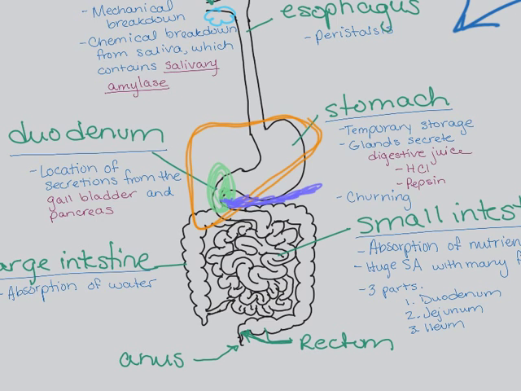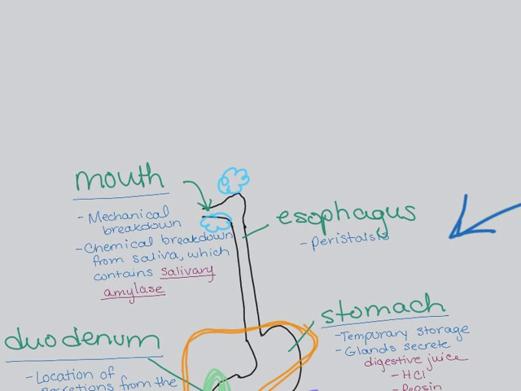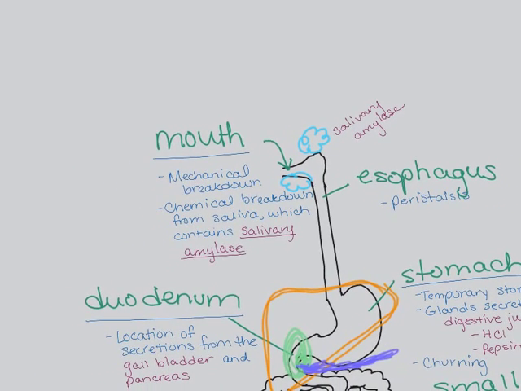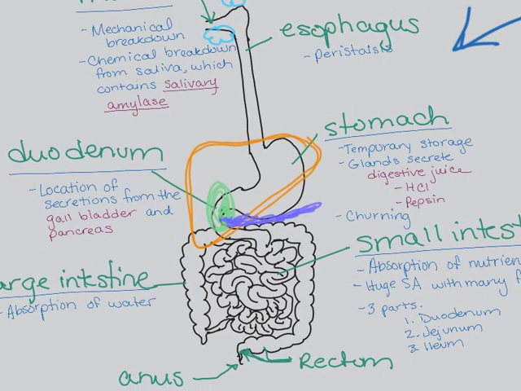So let's take a look at exactly what enzymes each of these are producing. Going up to the salivary glands, here we're looking at that salivary amylase. You saw we already talked about that a little bit with the mouth. The liver is actually going to be responsible for making the bile, but that is going to be stored in the gallbladder.